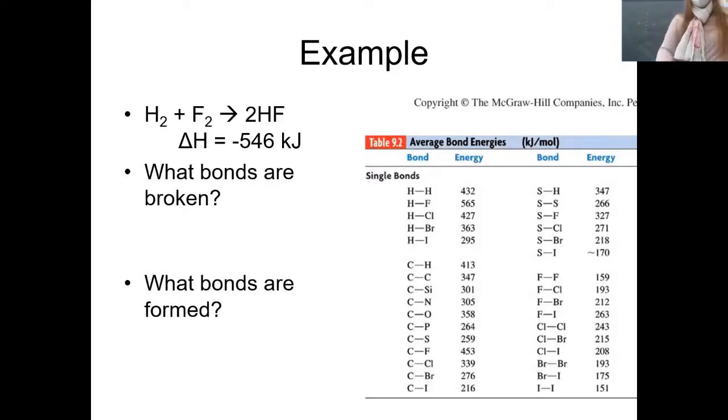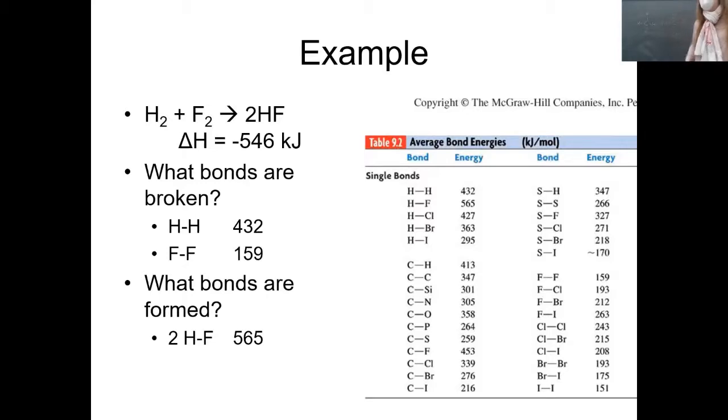And we should see that hydrogen is 432. What's the fluorine bond? 159. And the hydrogen fluorine bond. 565. So this is an incredibly stable single bond. Most of our single bonds are under 400. But the hydrogen fluorine one, really, really stable bond.